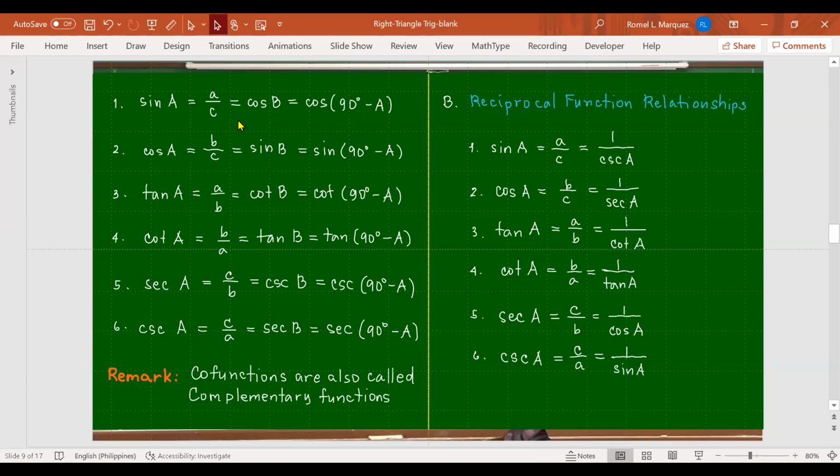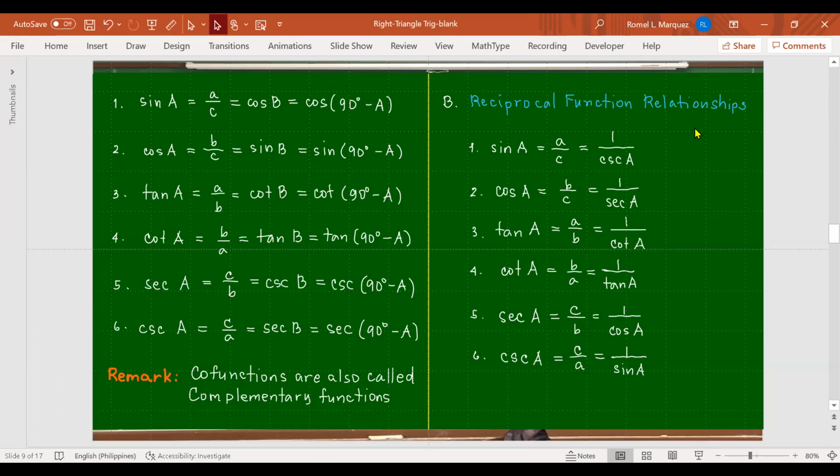So we say that sine and cosine are cofunctions. Tangent and cotangent are cofunctions. Secant and cosecant are cofunctions. But be sure their angles are complementary angles. Cofunctions are also called complementary functions.